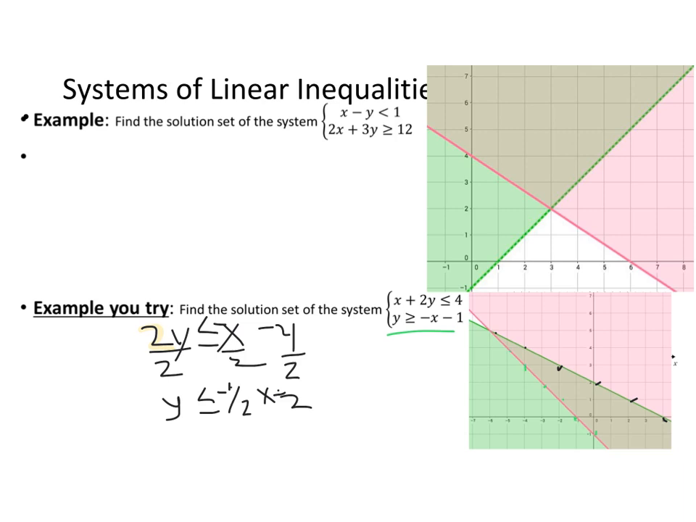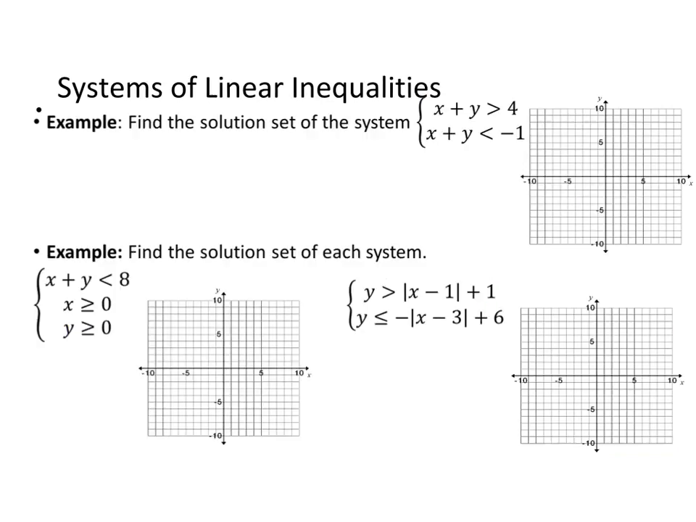Solid line. If I do 0, 0, 0 is greater than or equal to -1. So arrows point this way. Forgot to do our test point for the other line. 0 is less than or equal to -2 if we were using 0, 0. And you can see our combined shaded region.